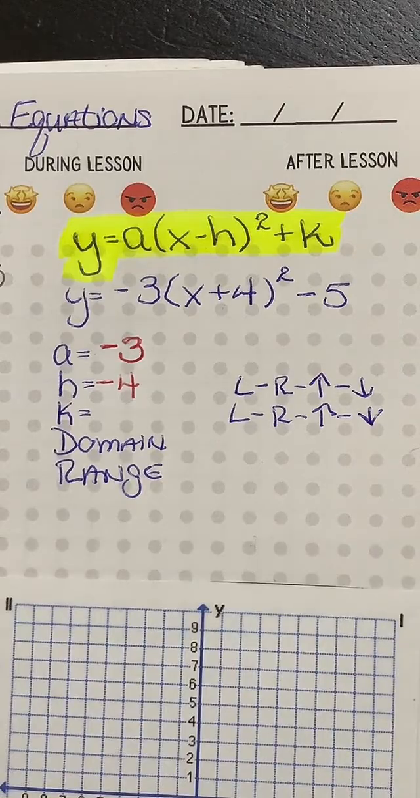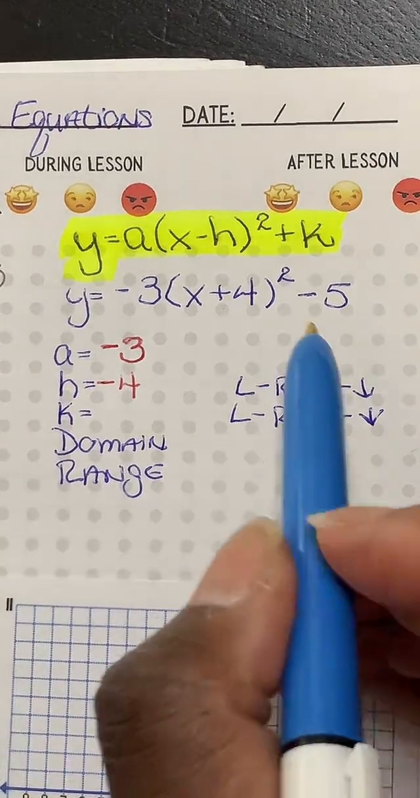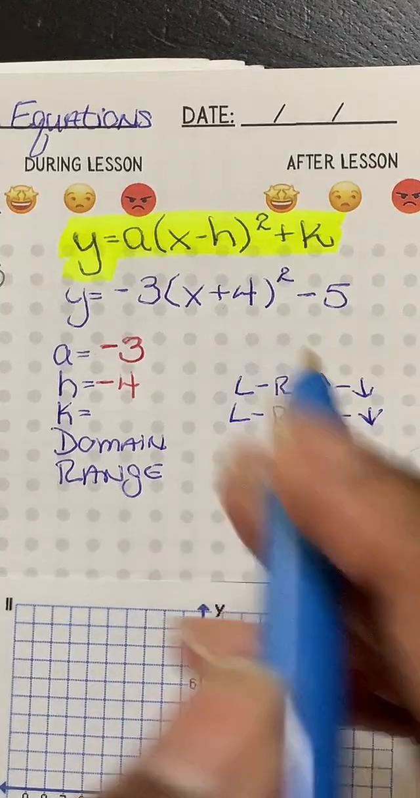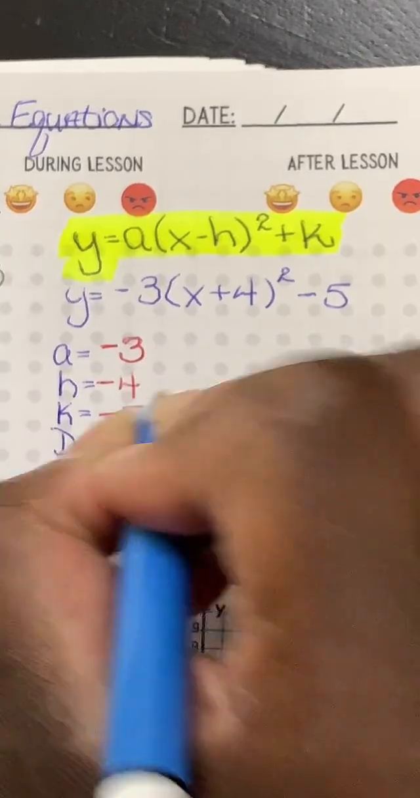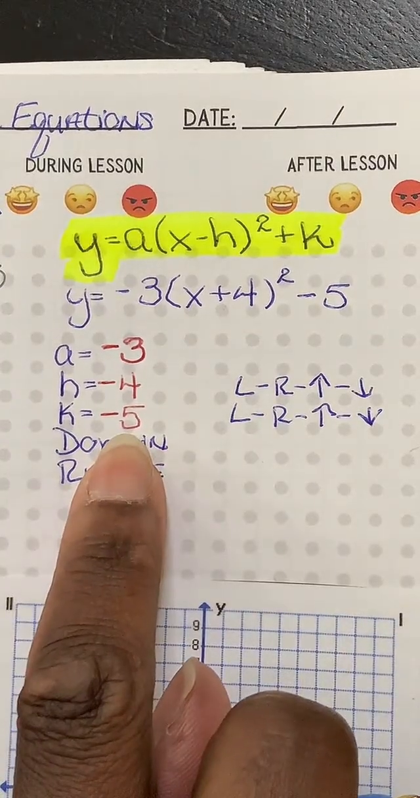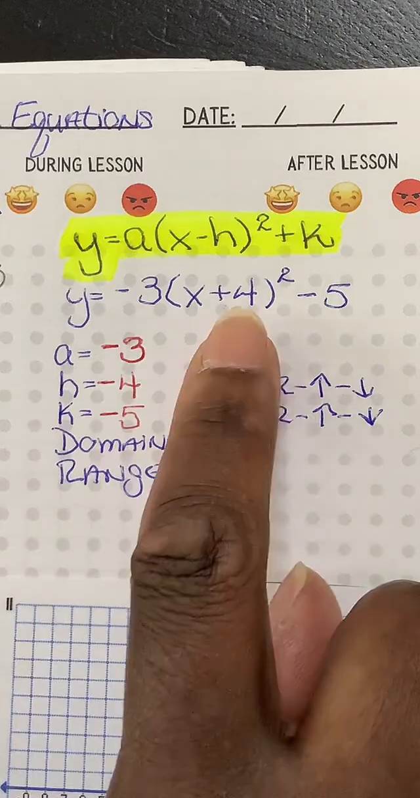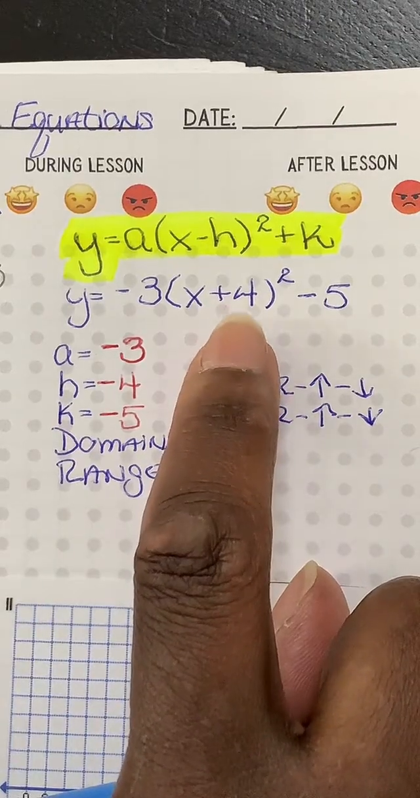Good. Okay, back to -5. There we go. So since it is a -5, it stays with the number. So we have our k. It is what you see. You only flip around what's inside the parenthesis.